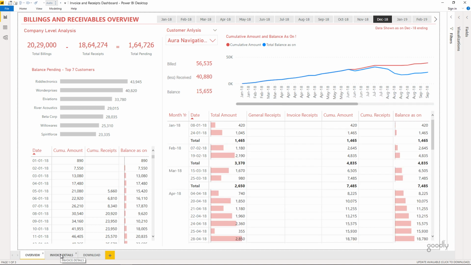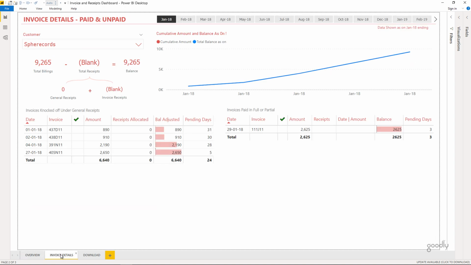All right, let's move on to screen number 2, which is invoice details. Now this screen or this report is a further drill down of the overview sheet. Now here in this screen, I can take a look at invoice by invoice, which invoices have been paid for and which invoices are still due for payment.